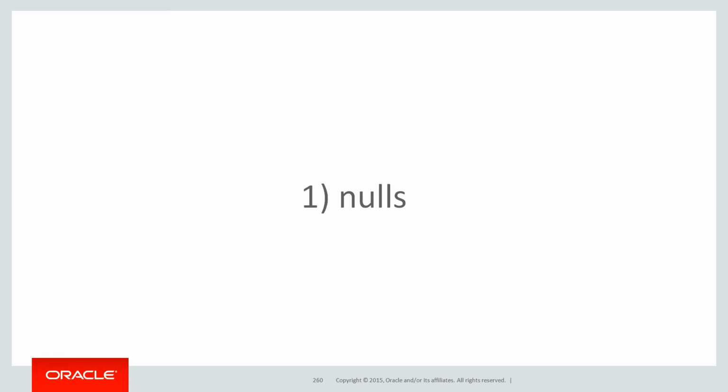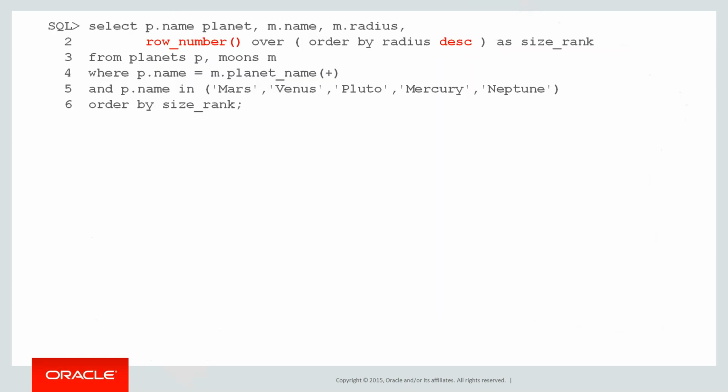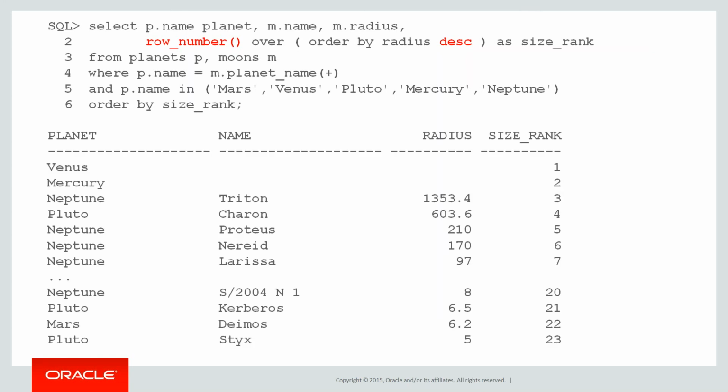A couple of limitations. Nulls. Right. Let's rank the size of the moons of the planets: Mars, Venus, Pluto, Mercury, Neptune. So here's my query. We've seen row number before. I'm ordering it by the radius of the moons of the various planets. When I do that, I can see Venus and Mercury come out as number one. Oops, let me scroll back one. Venus and Mercury have come back as number one.